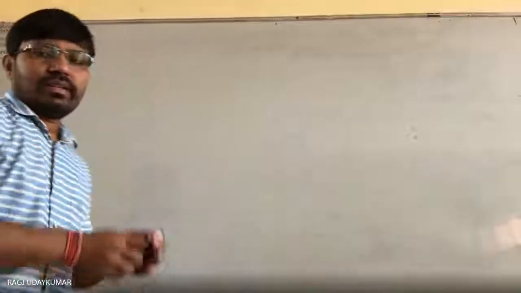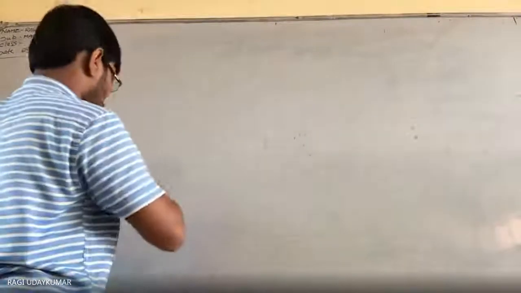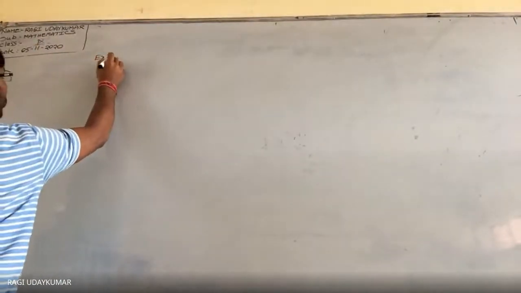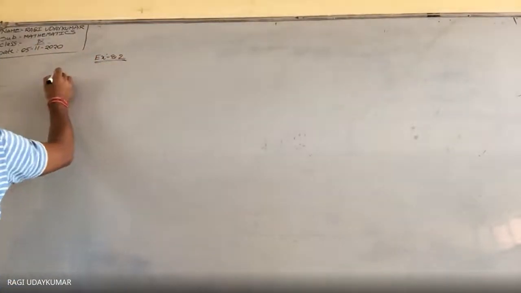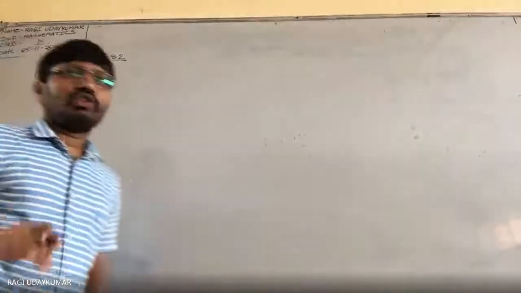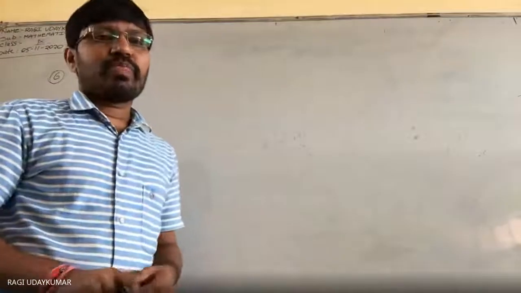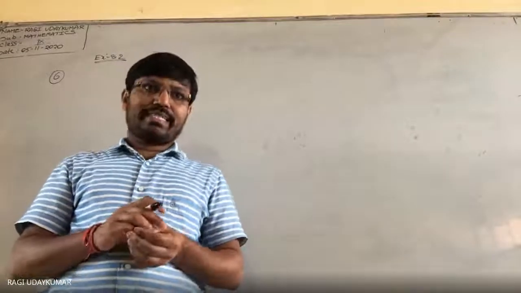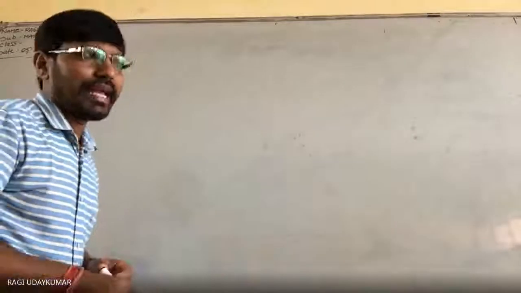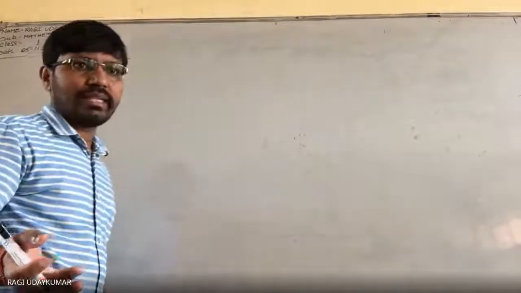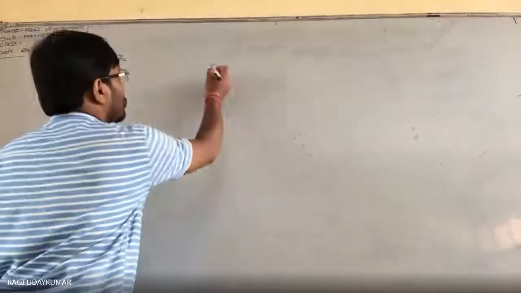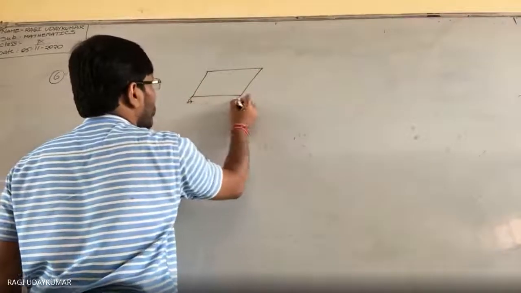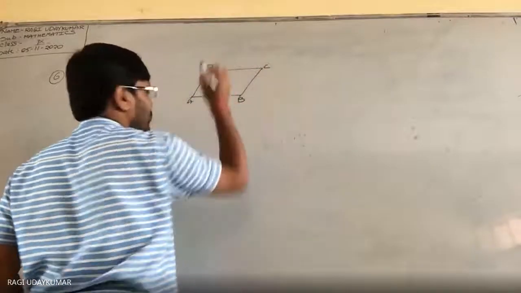So here the question is given to you. Question number 6. Diagonal AC of the parallelogram ABCD bisects angle A, then show that it bisects angle C as well as ABCD is a rhombus. So here if you take the ABCD, A, B, C, D.